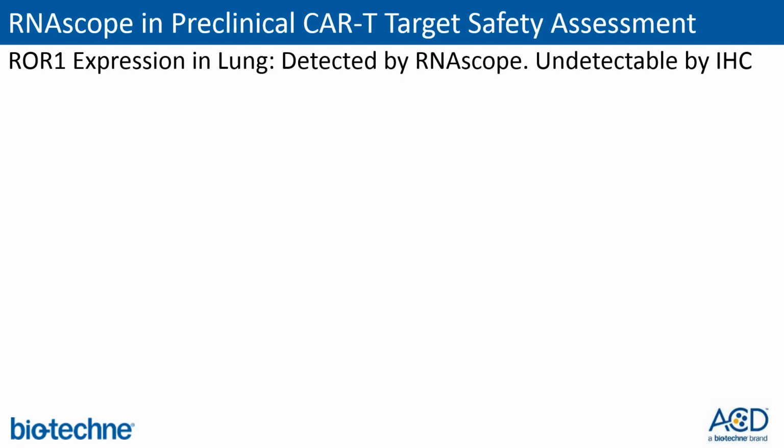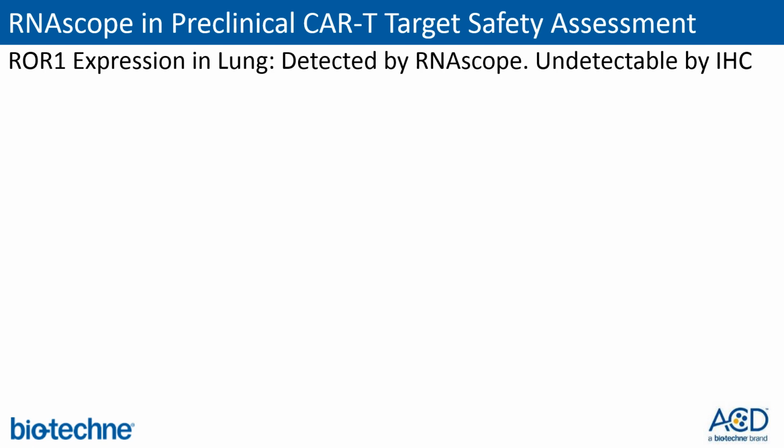RNAscope can also be used in a preclinical setting to both evaluate CAR T cell activity and efficacy in animal models, but also to look at the safety of CAR T cell targets. That's illustrated in work that we did in collaboration with Bluebird Bio, in this case in relation to a target RR1. Now, the backstory is that RR1 was known to be expressed in human lung at very, very low levels, and the concern was whether this expression level might lead to adverse events if a CAR T cell targeting RR1 was taken into the clinic.